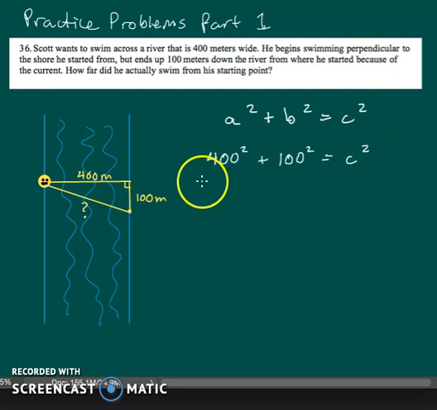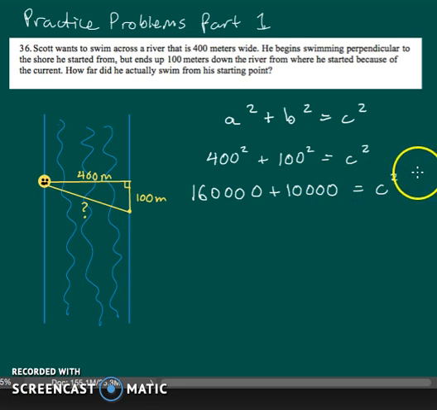So let's work this out now. 400 squared is going to be 160,000, plus 100 squared is going to be 10,000. And we don't know the value of c squared. So if we have 160,000 plus 10,000, we will end up with 170,000 meters, and that's equal to c squared.